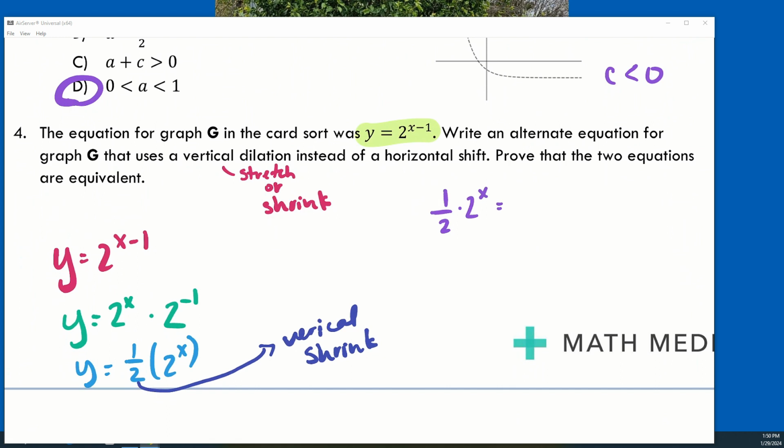I feel like the proof is just the same thing as what we just did. Oh, okay. So 1/2, that's going to be 2 to the negative 1. 2 to the negative 1 times 2 to the x. We just add those exponents, and that's it. For sure. No big deal. All right.